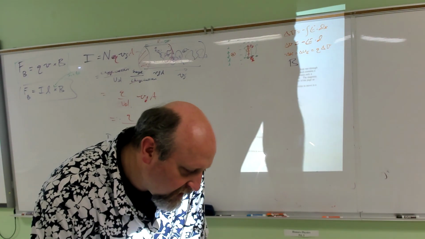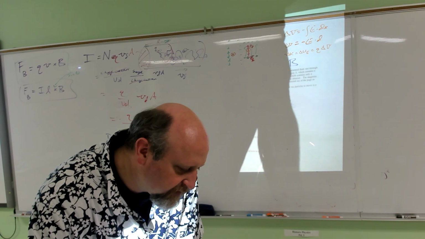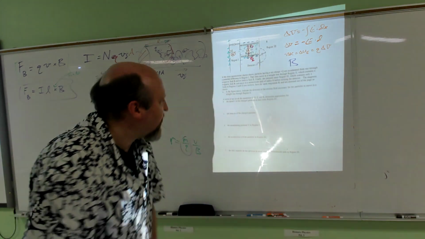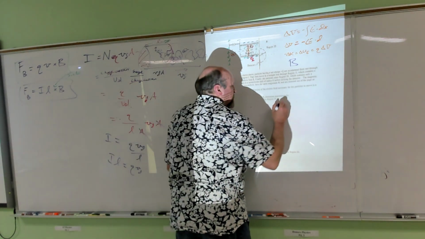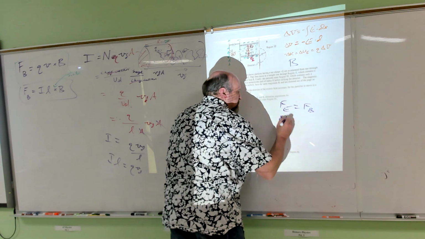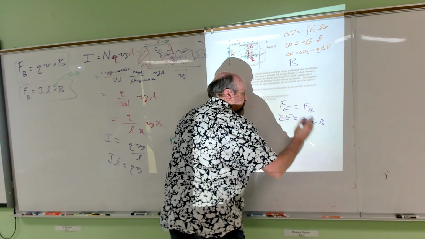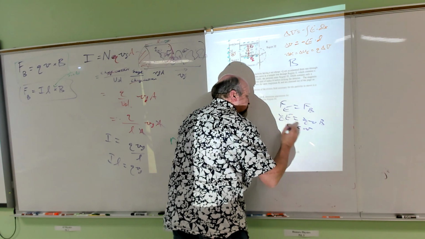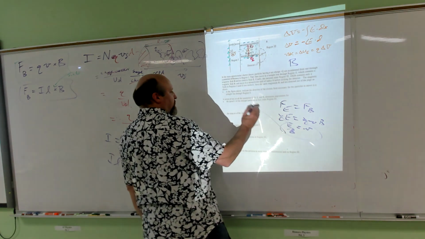Okay, part B. In terms of any of the quantities Q, B, E, and R, determine the expression for the speed V of the charged particles as they enter region 3. How fast are they going to go in there? We just did that derivation, I erased it, sorry. The force of the E field has got to balance the force of the B field, and that means QE has got to equal QV cross B. The Q's drop out, and V has got to be equal to E over B. Okay, and that is my answer for that part.